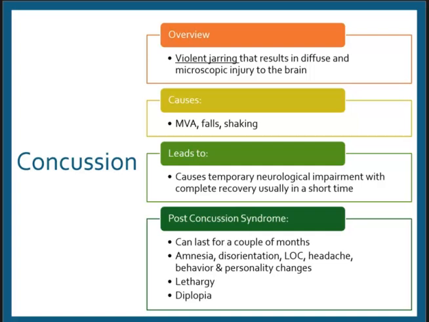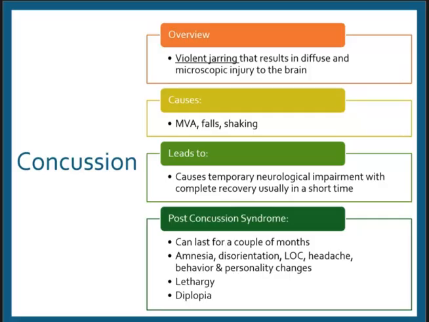Now your concussion. Remember, your concussion is a mild injury. And your Glasgow Coma scale can be probably 13 to 15. They could have lethargy, they could have some confusion, but ultimately they most of the time are going to be able to respond. Now, overview. It is violent jarring that results in diffuse or microscopic injury to the brain.